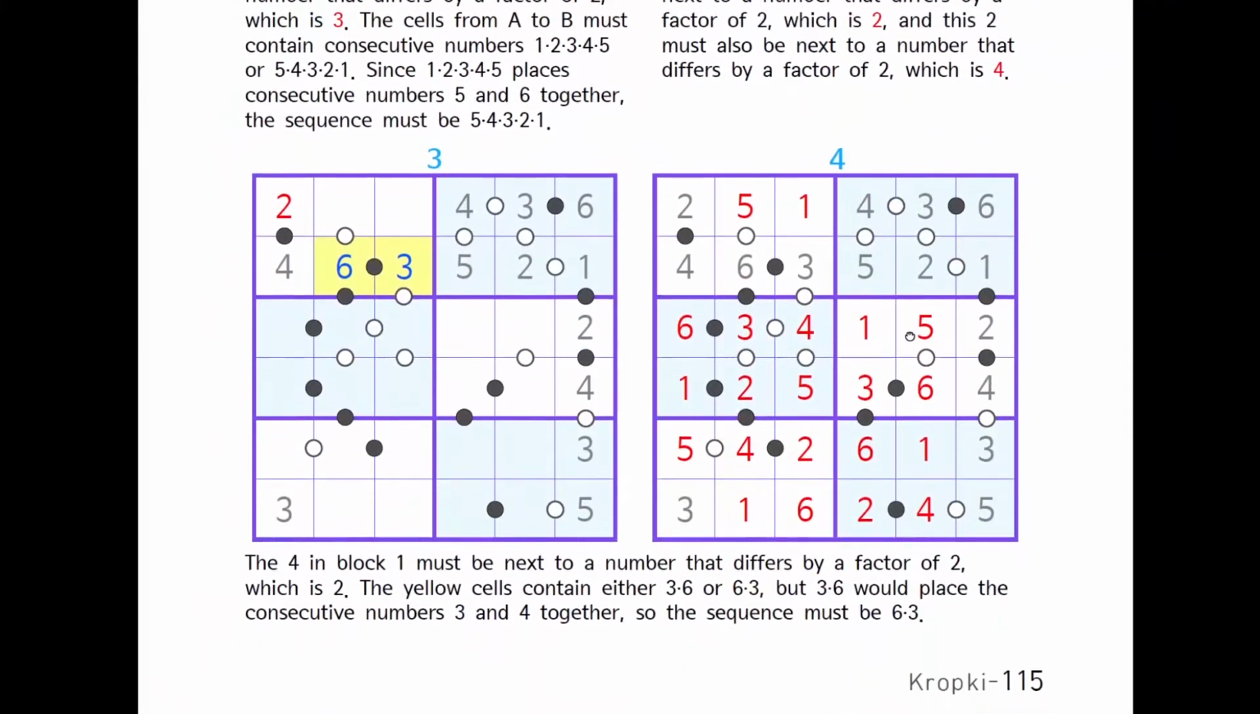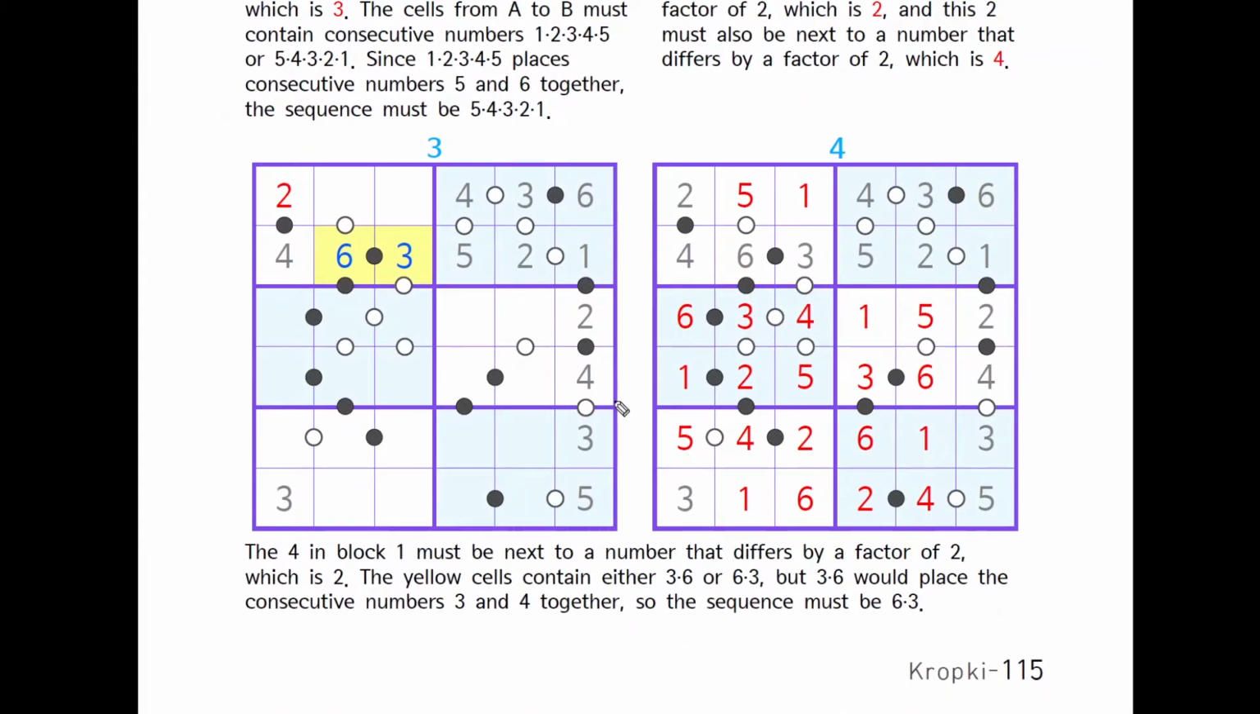Okay, let's move on to the third progression here. In this one, the 4 in block 1 has a black circle next to it, which tells us that this cell must contain a 2, the number that is twice as small as 4. Now, since the yellow cells have a black circle between them, we know that they must contain 3 and 6, which is the only remaining pair of numbers that differ by a factor of 2. However, the cell beside the 4 doesn't have a white circle here. So we know that the 6 must be placed beside the 4, as shown in blue.